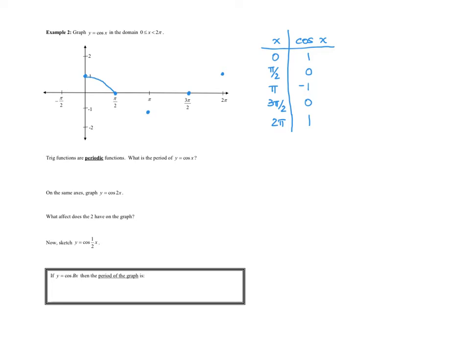And if I connect those, I have my parent function for y equals cosine of x. Trig functions are what are called periodic functions. It's how long they go before they repeat what they look like, essentially. So they have what are called cycles or periods.